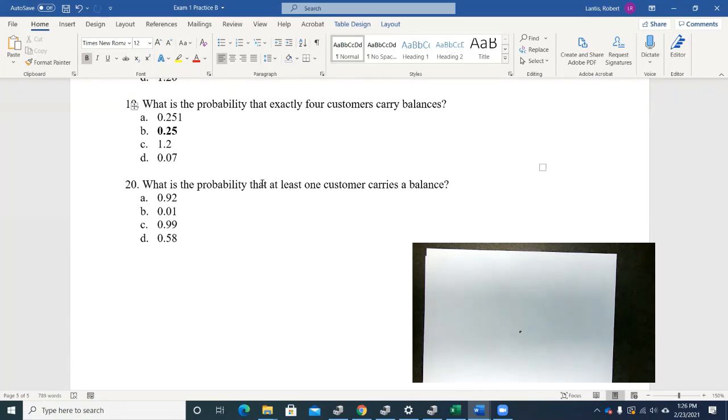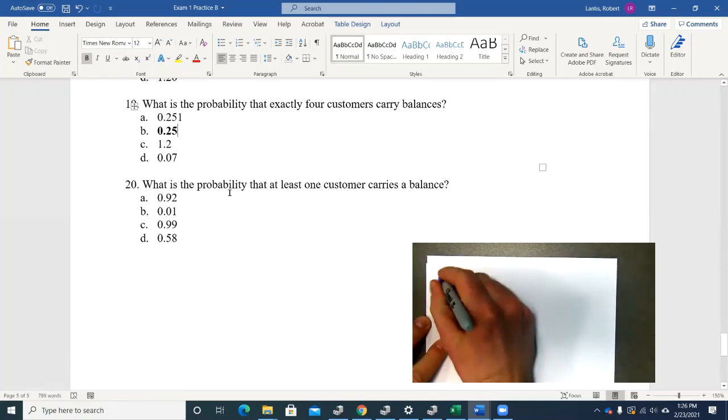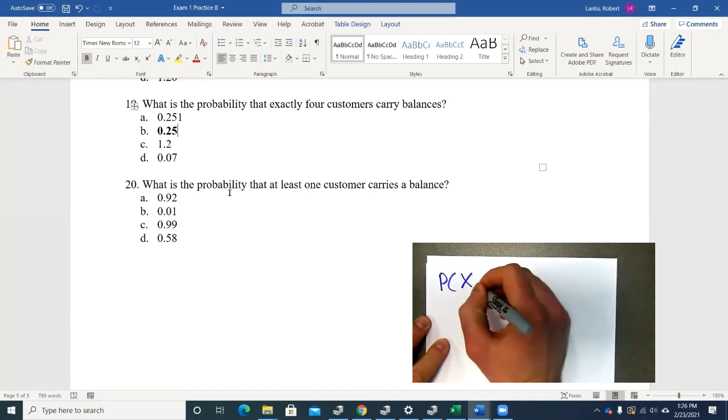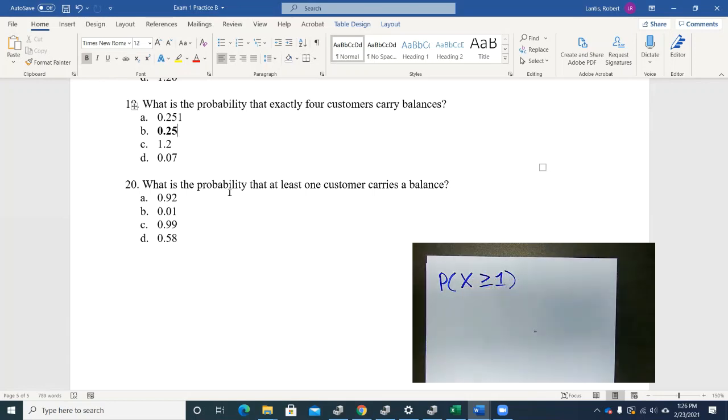It's probably even worse. But here we go. So what's the probability that at least one customer carries a balance? What we really want there is the probability that X is at least 1, so 1 or higher, right? Greater than or equal to 1.